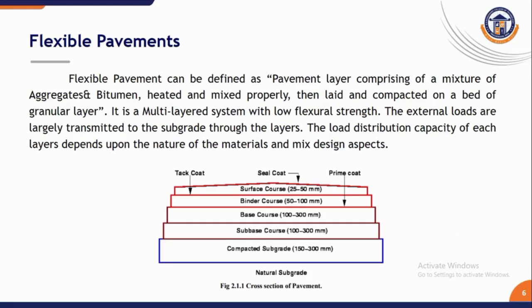In the cross section of the pavement, the first layer is the compacted subgrade. The size is 150 to 300 mm, then the sub-base course is 100 to 300 mm, the base course is 100 to 300 mm, and the binder course is 50 to 100 mm. Lastly, the surface course of 25 to 50 mm is constructed. Additionally, prime coat, seal coat and tack coat are used.